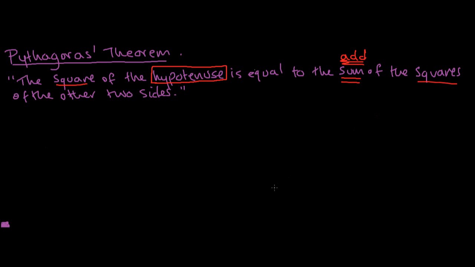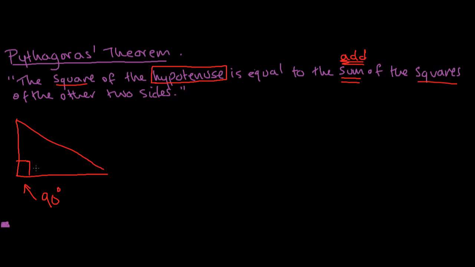So what is the hypotenuse? If we look at a right-angled triangle, here's a rough drawing of a right-angled triangle, and you always know it's a right-angled triangle because it has a square box in one of the corners, and what that square box means is that you've got 90 degrees there. And if your triangle has an angle which is 90 degrees, then you've got a right-angled triangle.